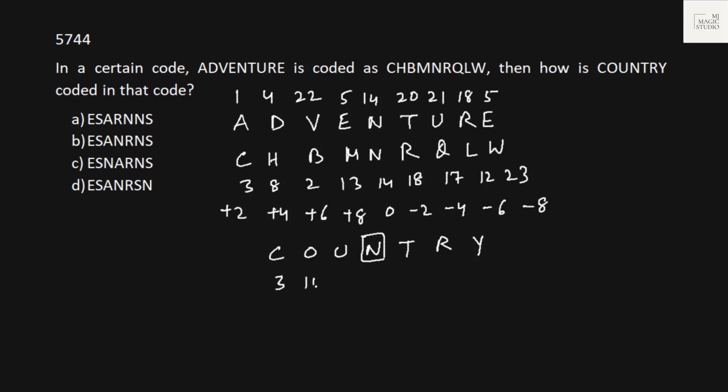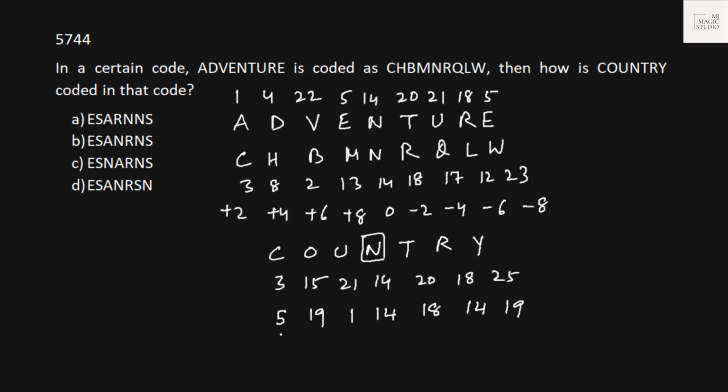So COUNTRY will be 3, 15, 21, 14, 20, 18 and 25. 14 will remain at 14. Then we go like this: minus 2, minus 4, minus 6. Minus 2, 18, minus 4, 14, minus 6 will give 19. And then since it is minus 2, minus 4, minus 6, I'll follow this plus 2, plus 4, plus 6, because 3 on this side. Plus 2 will give 5, plus 4 is 19, plus 6 is 27, that will give me 1.